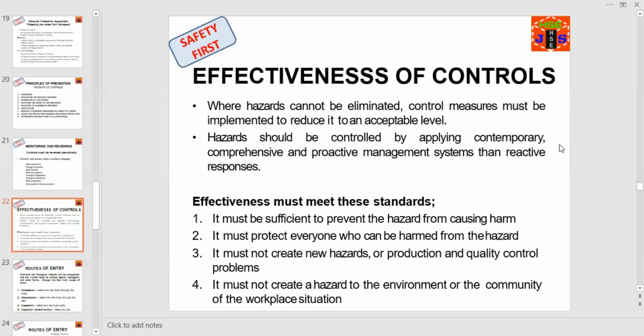Remember, effectiveness must meet the following standards. Number one, it must be sufficient to prevent the hazard from causing harm. It must protect everyone who can be harmed from the hazard. It must not create new hazards or production and quality control problems. It must not create a hazard to the environment or the community of the workplace situation.